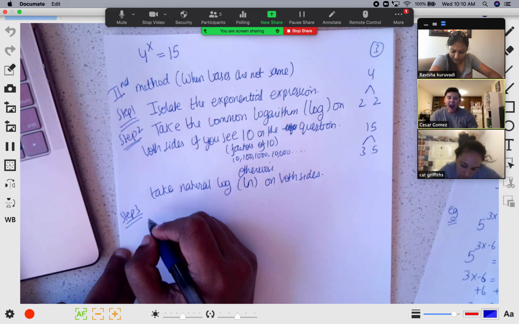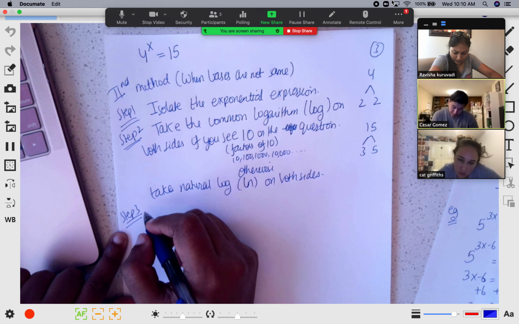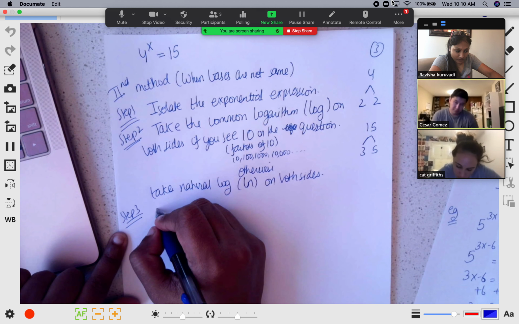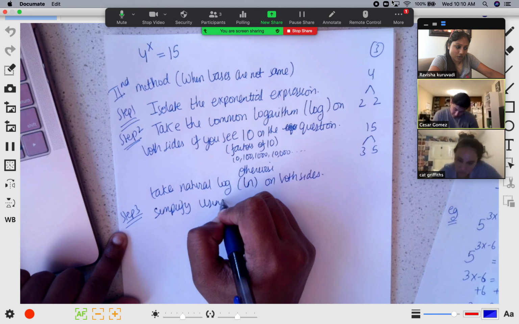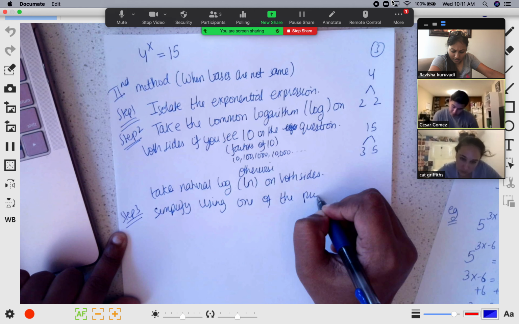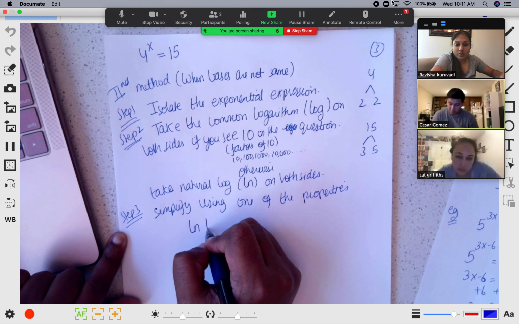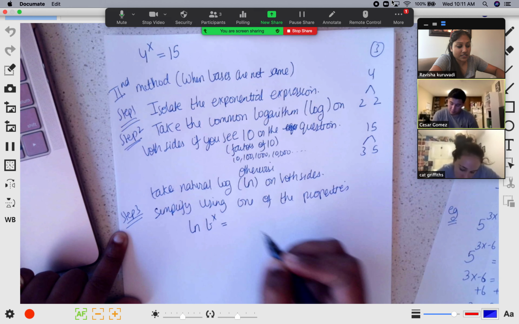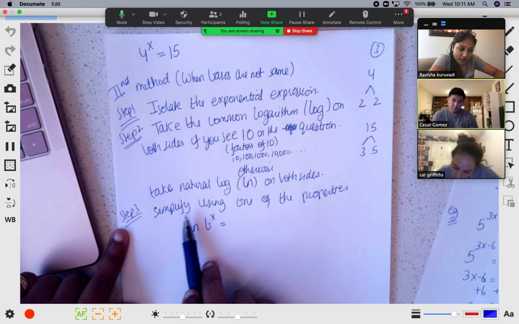Okay, then step 3 is simplify using one of the properties. We already know ln b to the power of x. In this case, what happens is it picks up this x and throws it in front. That's the power property, which we have already done.